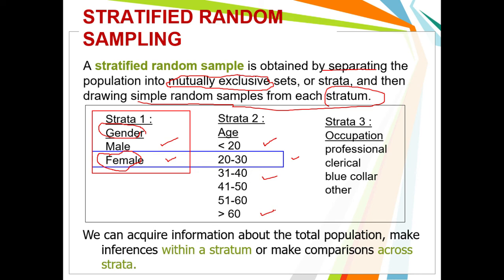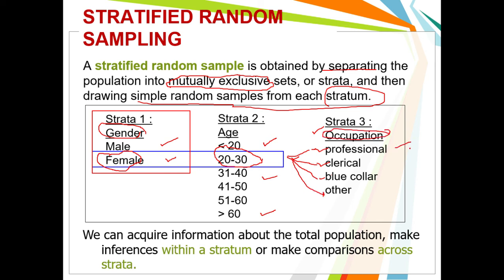Yung 6 groups na yan, i-draw lots ulit or isi-simple random. Assuming ang napili is yung 20 to 30, ibig sabihin ito na yung ating final na group. Let's say marami pa rin ang nasa 20 to 30, we could divide that further into occupational group. Merong professional, merong clerical, merong blue collar, and then others. So ang 20 to 30 group i-divide into 4 groups, based on occupation.